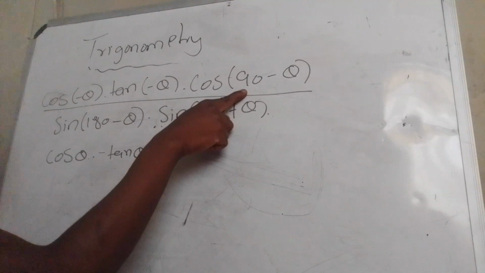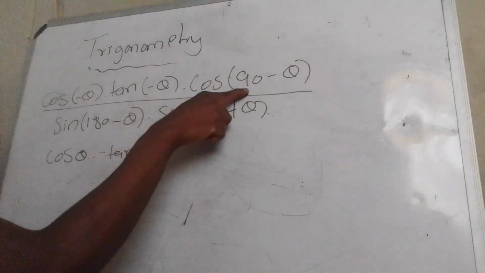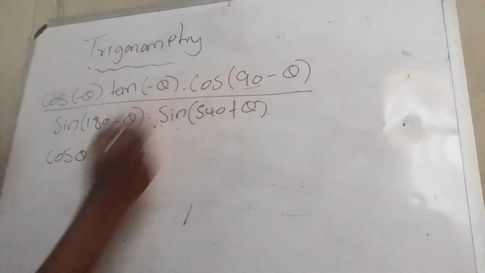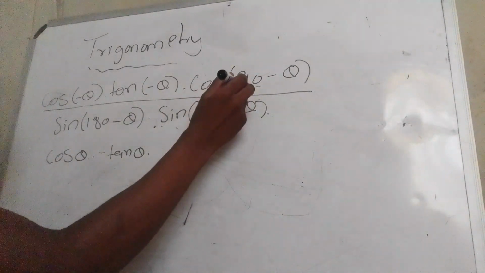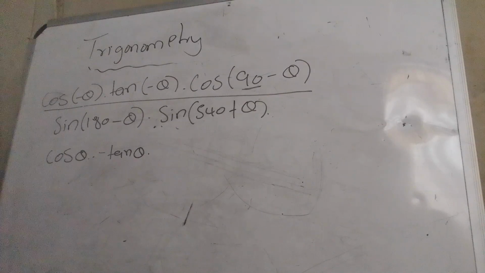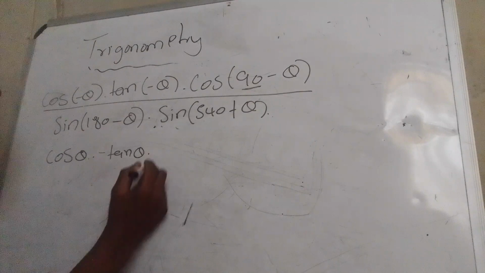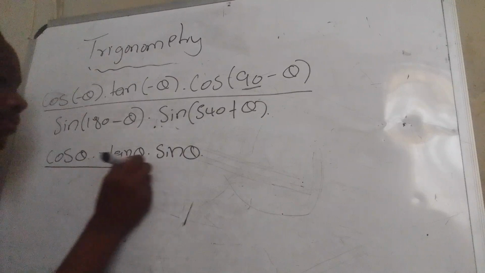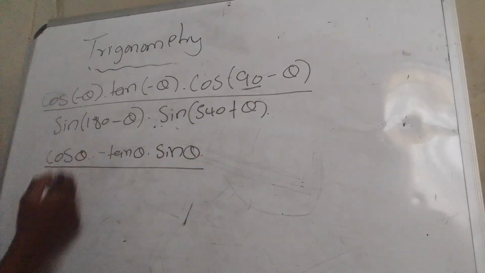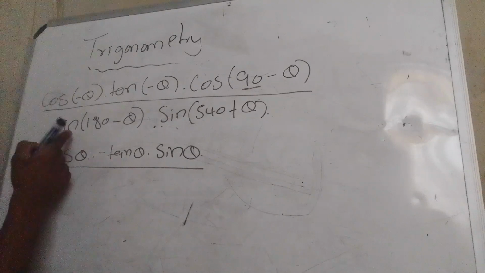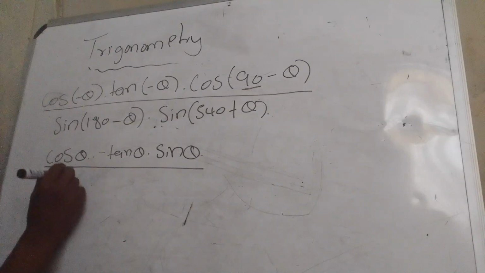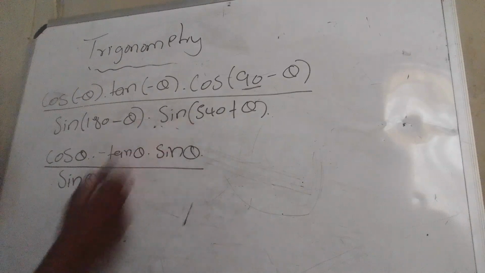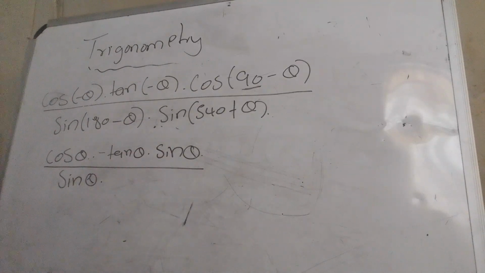Then we have 90 here with cos. This 90 tells us that we will have a co-ratio. The co-ratio of cos is going to be sin theta. Then 180 minus an angle is in which quadrant? It is in the second quadrant. How is sin in the second quadrant? It is positive. So we're going to have sin theta times sin of 540 plus an angle.